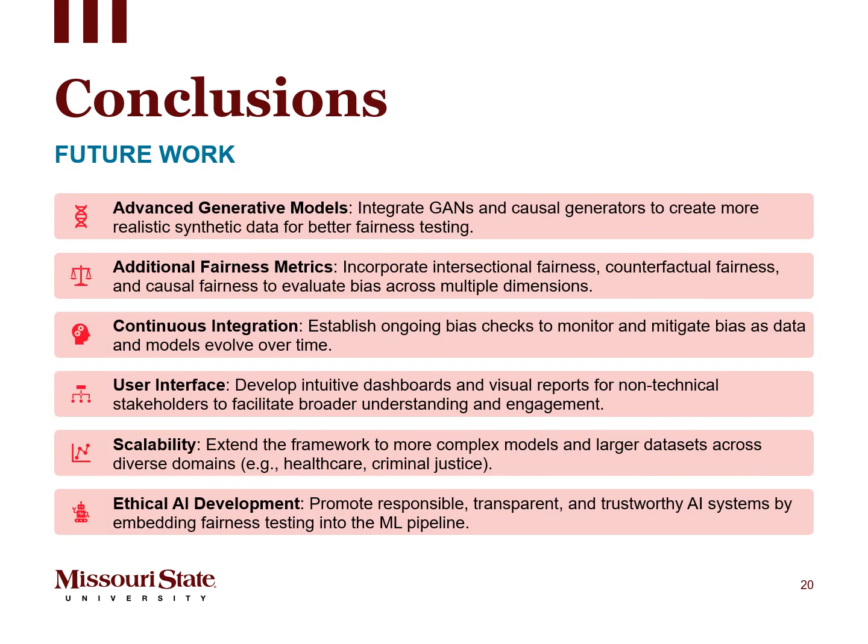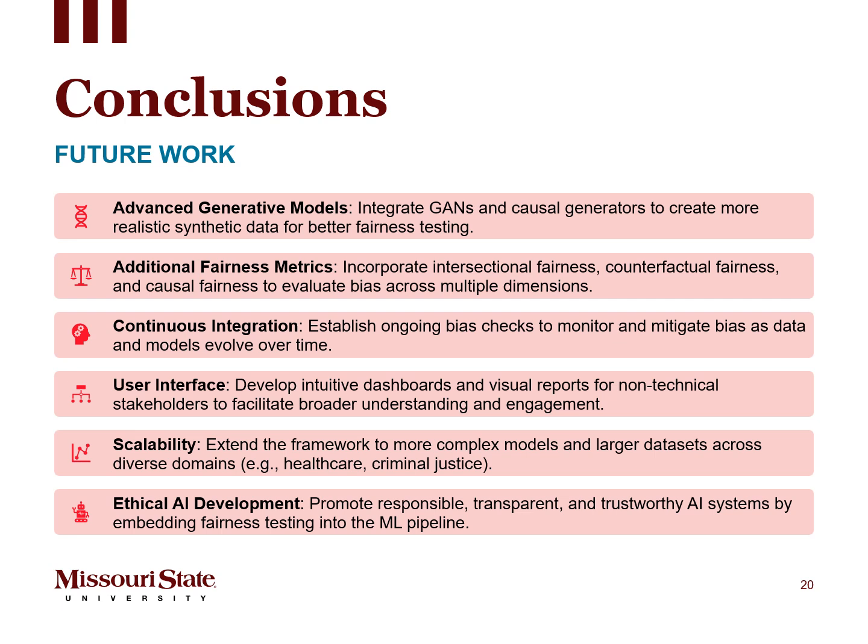Looking ahead, there are several exciting directions for our future work. First, we plan to integrate advanced generative models such as GANs and causal generators to create more realistic synthetic data that better reflects real-world distributions. Second, we aim to incorporate additional fairness metrics, including intersectional fairness and counterfactual fairness, to evaluate bias across multiple dimensions.